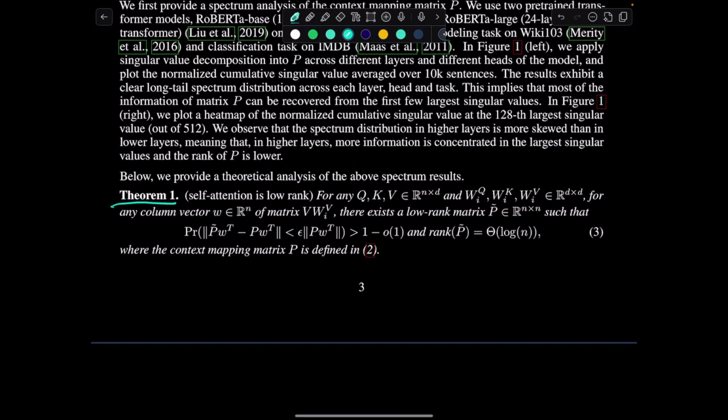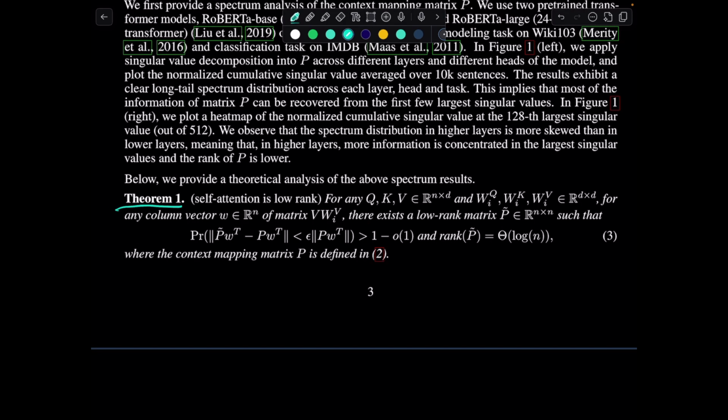What theorem 1 is saying is that the matrix P we just discussed is low rank. Matrix P is of shape n by n, and theorem 1 says that P's information can be represented by a matrix with fewer rows and columns, which makes the computation less expensive. It expresses this claim in this way: for any Q, K, V, you can have a matrix P tilde that can basically replace P. The error of this replacement is very minimal, and the rank of P tilde can be very small.